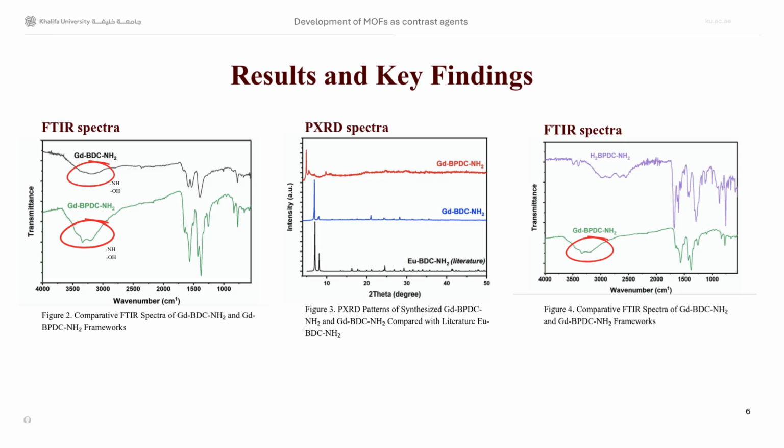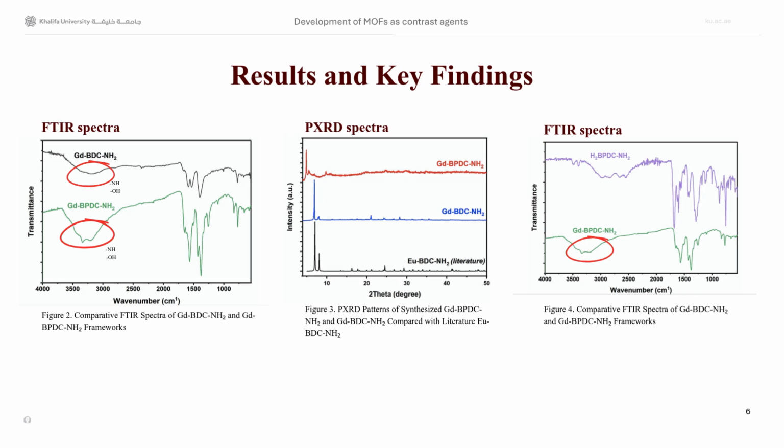In Figure 2, when comparing gadolinium BDC-NH2 and gadolinium BPDC-NH2, both spectra show evidence of gadolinium carboxylate coordination. However, the peak positions and intensities are different because the two linkers have different structures. Gadolinium BDC-NH2 contains a shorter aromatic linker, while gadolinium BPDC-NH2 contains a longer biphenyl linker with extended conjugation.